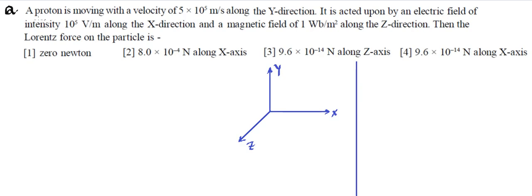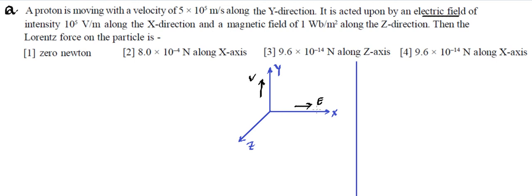Here is the last question of this video. It says a proton is moving with a velocity in the y direction. So let's make it in this direction; the velocity is a vector quantity in the direction of y. It is acted upon by an electric field. Electric field is a vector quantity, you will be learning later on, and its magnitude is 10⁵ volt per meter, and that is pointed along the direction of x. So in this direction of x, electric field is applied.